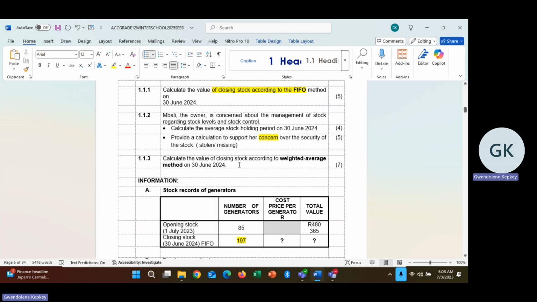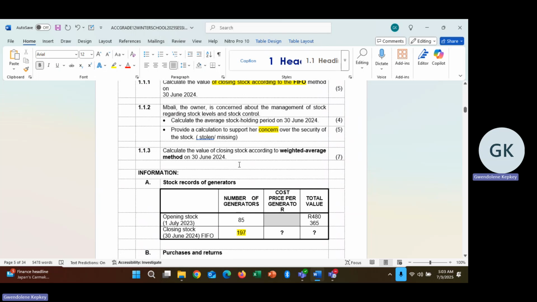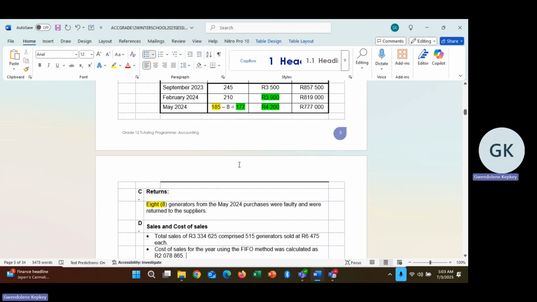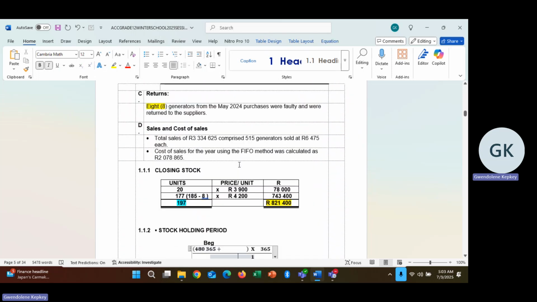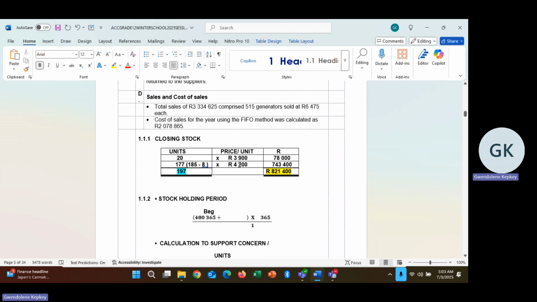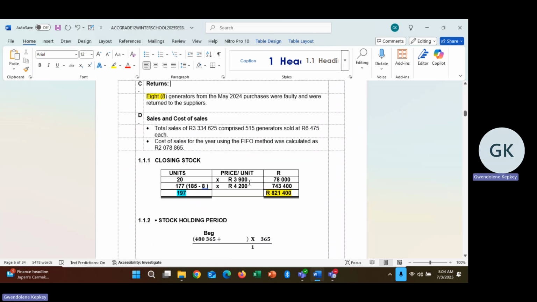They want us to do the average stock holding period. What are we going to do over there? Once again, you need to understand and know the formula for your stock holding period. The minute they mention period, you know we're going to speak about days. Ma'am has started out by indicating what my beginning stock is.